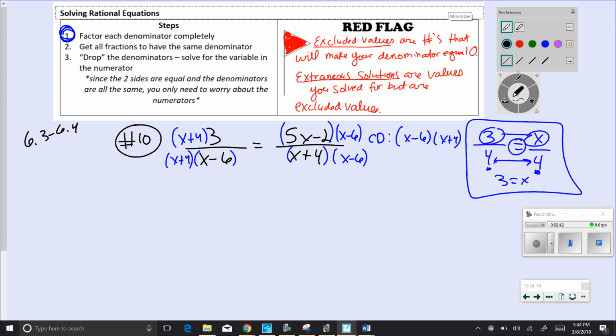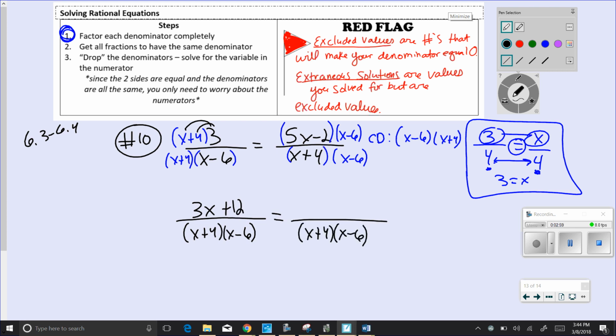Just like with adding and subtracting, you're going to keep your denominators as factors. There's no reason to multiply those out, but you have to multiply your numerator. So distributing the 3, we have 3x plus 12 equals. The right side then we have x plus 4 times x minus 6, and then multiplying out the numerator, you have 5x squared, and then 5x times a negative 6 is negative 30x, and then negative 2 times x would be negative 2x. Combining those together gives us negative 32x, and then negative 2 times negative 6 gives us positive 12.